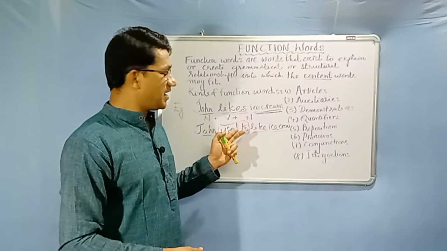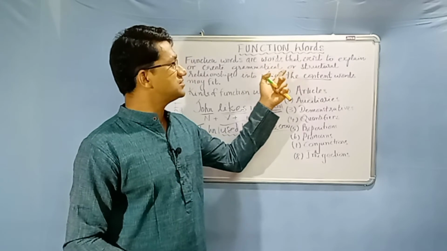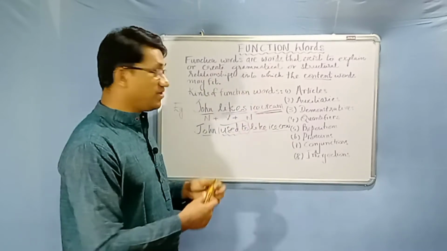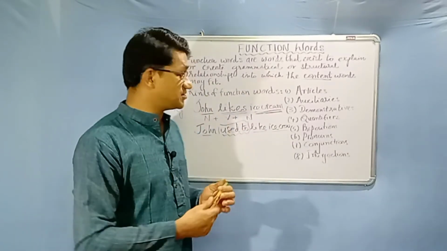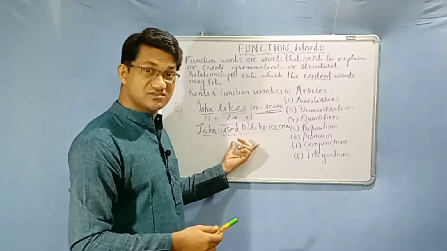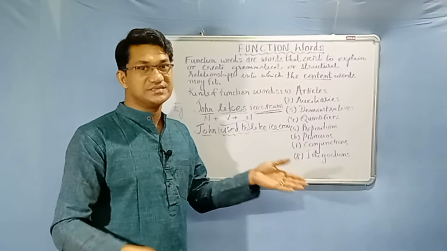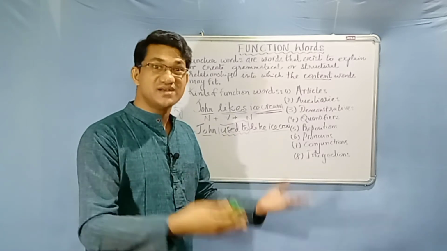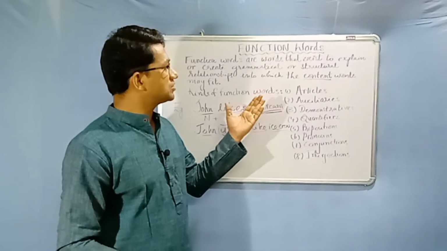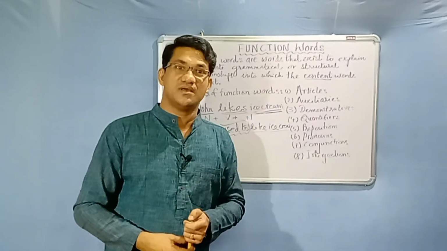Now let us understand the definition once again. Function words are words that exist to explain or create grammatical or structural relationships. Here we have a sentence like John likes ice cream. Now here we have another sentence: John used to like ice creams, John's habit in the past. So in order to make grammatical or structural relationships within content words, we depend on what are called function words.